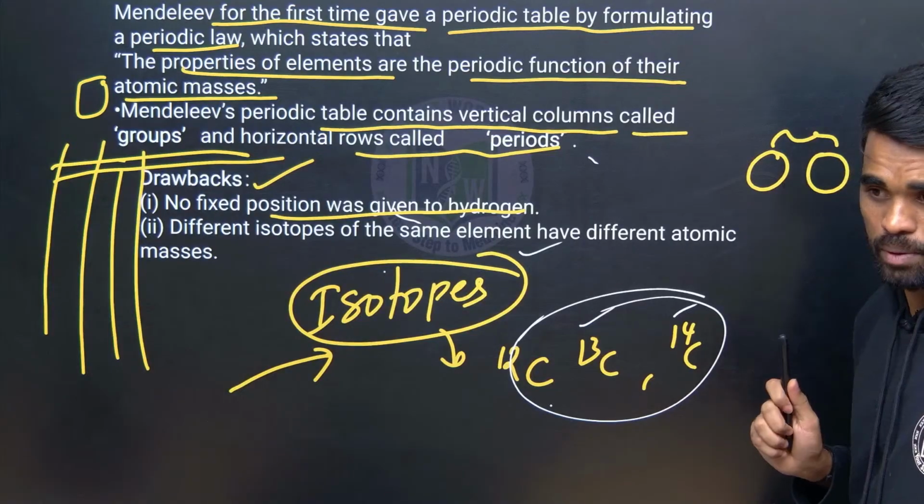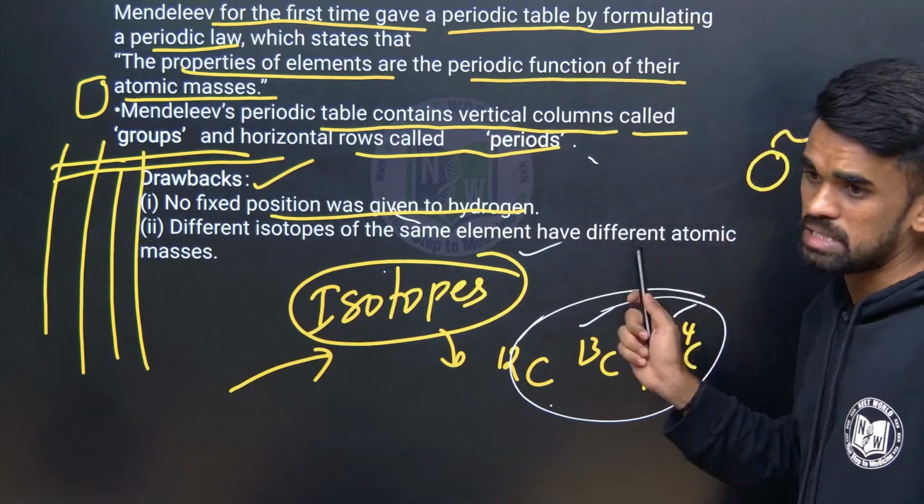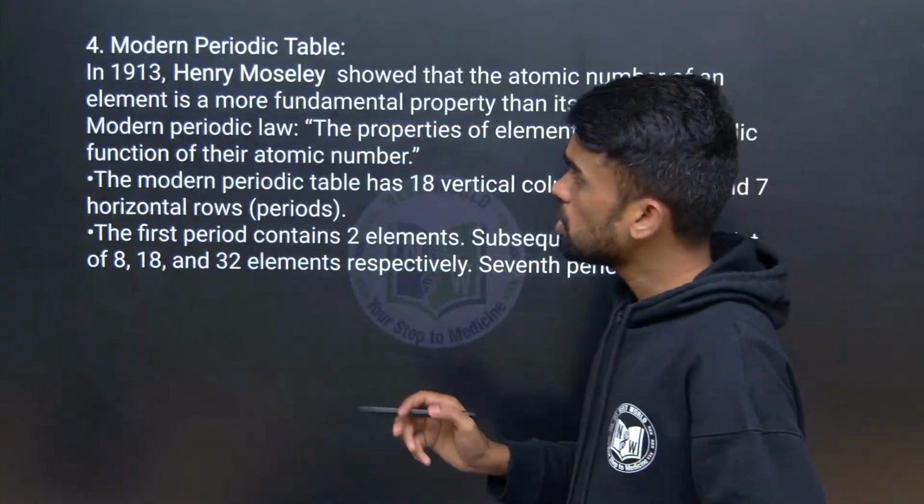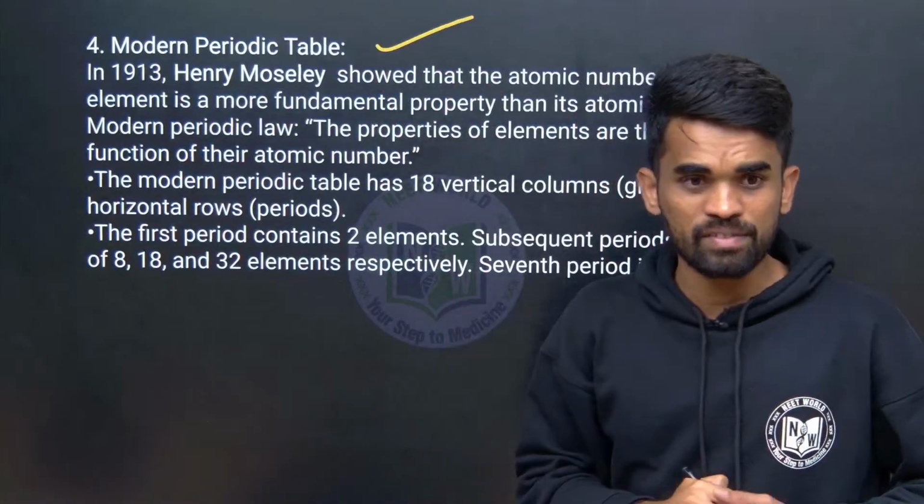So these few elements are there, and the reason for this also he was unable to explain. Okay, these are the drawbacks. Next, we have the modern periodic table given by Moseley.